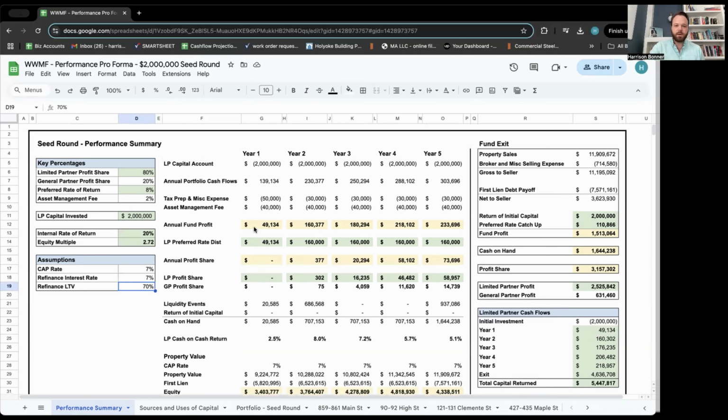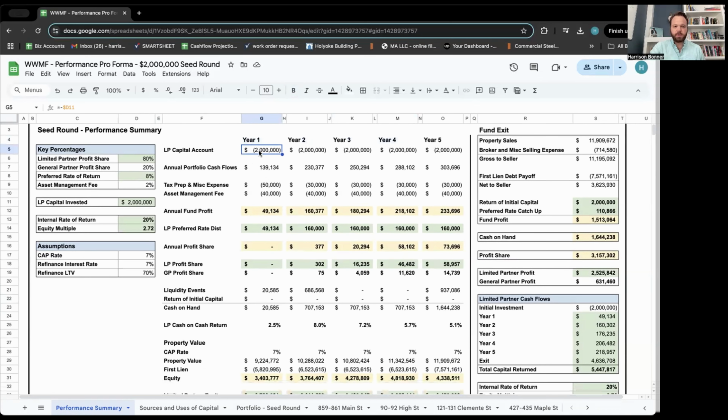All right, so let's get into the years. We have year 1, 2, 3, and 4 as we go across here. And we start here with our capital account balance.